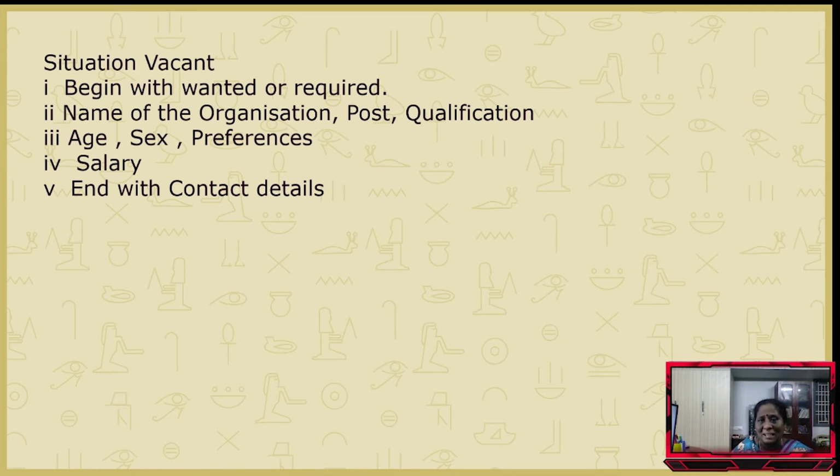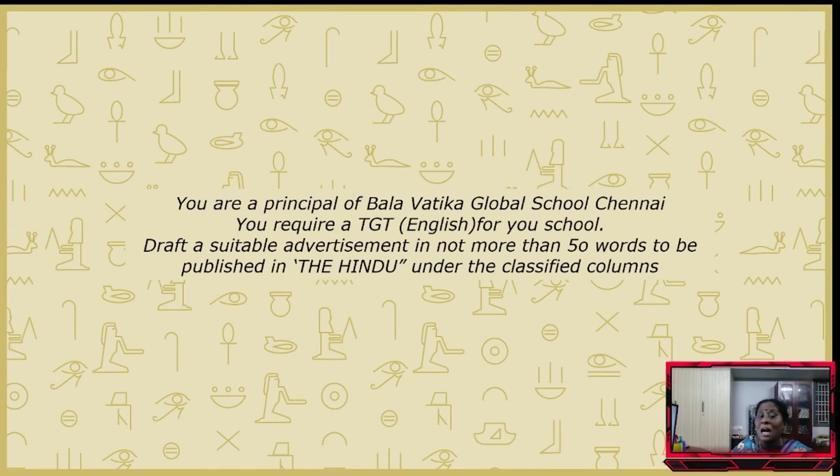Now let's see one example. You are the principal of Balavatika Global School, Chennai. You require a TGT English for your school. Draft a suitable advertisement in not more than 50 words to be published in the Hindu newspaper under the classified column.